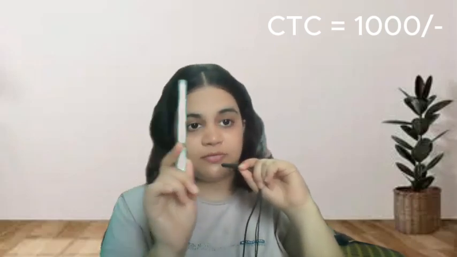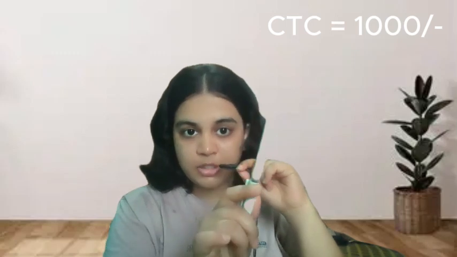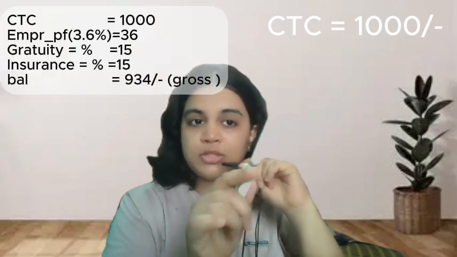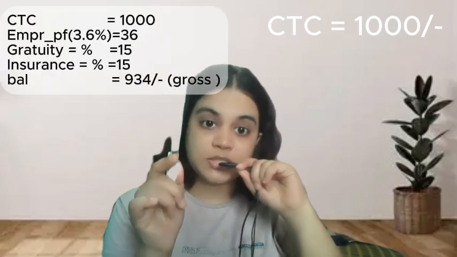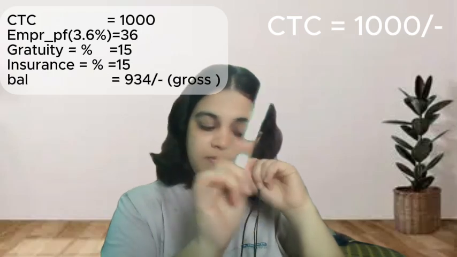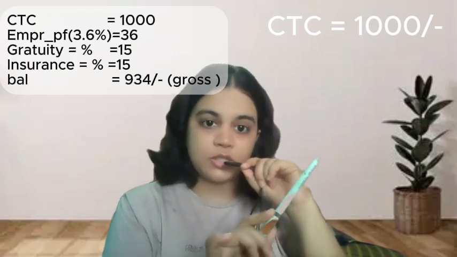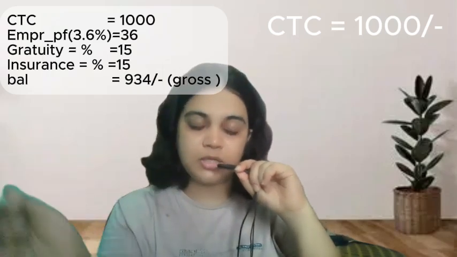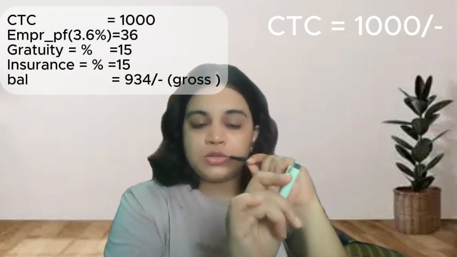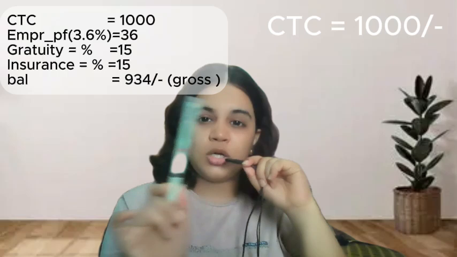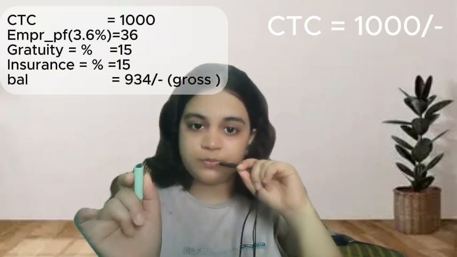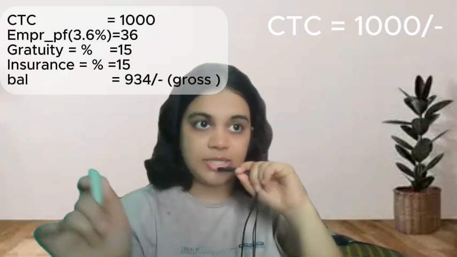Say we will give employer PF 3.6%. So 3.6% of 1,000 will be 36. Okay, so employer PF, gratuity amount, and insurance amount. Let's consider these three as employer deductions in this XYZ company. So 1,000 rupees minus employer deductions. So what will be your gross salary now? 900 something. I think it's 934 rupees.